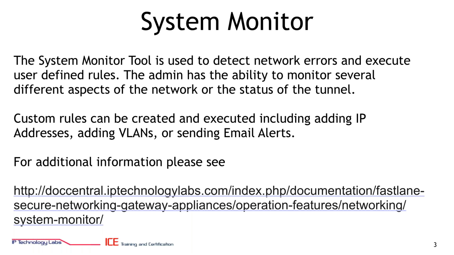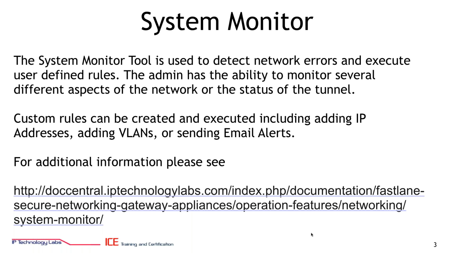If it fails, I can execute rules. And so I can define, I want to add a static route to the device. I want to add an IP address. I want to delete an IP address. I want to add a VLAN, send an email alert. So you're monitoring the network between your device and some public location, and then you can execute a set of rules, whether you're in the pass state or the fail state.